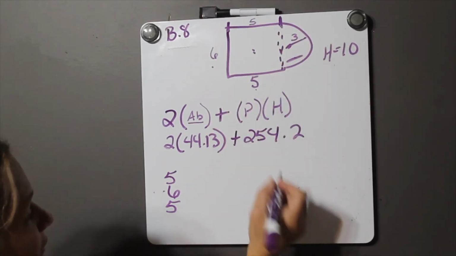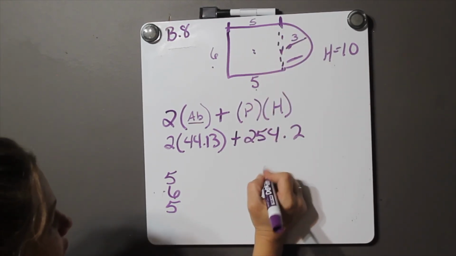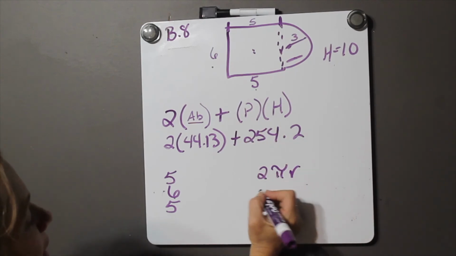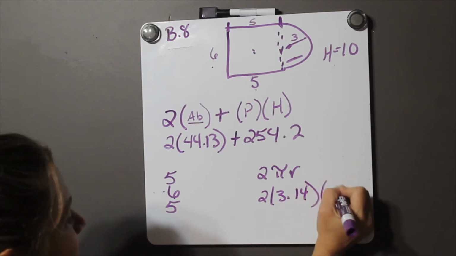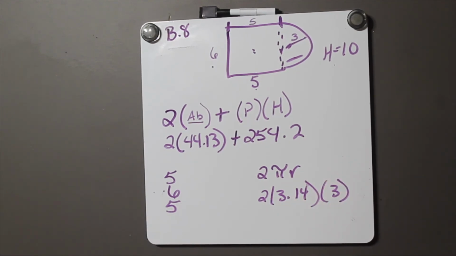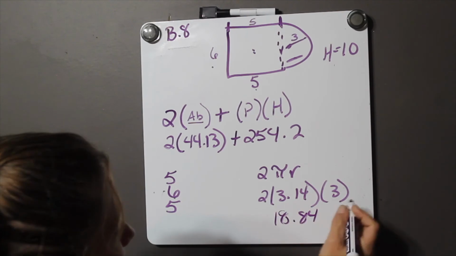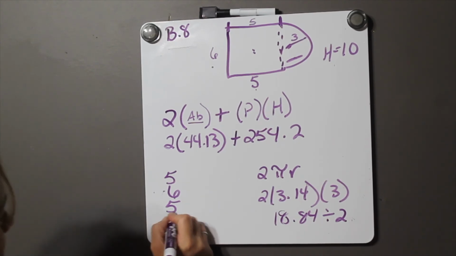And then we need the perimeter of this half circle. And that would be the circumference of a circle, but it's only half a circle. Circumference of a circle is 2 pi r. And r is going to be 3, so that will be 2 times 3.14 times 3. So figure out what that is. That would be 18.84. But then we have to divide that by 2 because it's only half of the circle. And that would be 9.42.